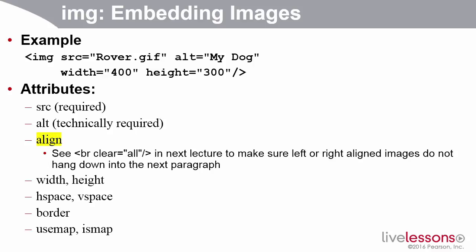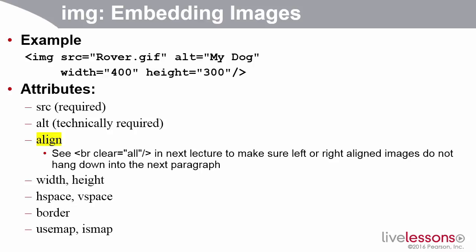If you say align equals right, the image gets pushed over to the right side of the page, and the paragraph that the image is in flows around it. If you say align equals left, the image gets pushed over to the left side, and the text flows around it. That means an image from one paragraph can hang down into another paragraph. Often that's what you want.